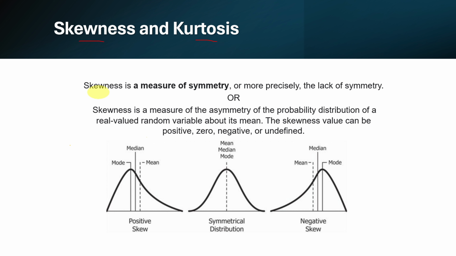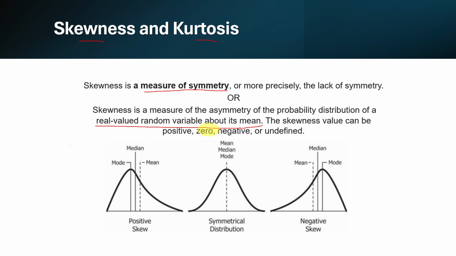So what is skewness? Skewness is a measure of symmetry. This can also come in your exam as an MCQ. Skewness is a measure of symmetry. Remember that. Or more precisely, the lack of symmetry. Skewness is a measure of asymmetry of the probability distribution of a real valued random variable about its mean. Remember this: real valued random variable about its mean.